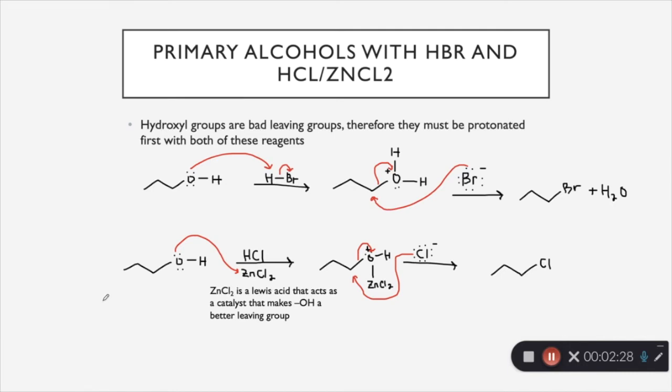So for HCl, we have zinc chloride, and zinc chloride is a Lewis acid, and it is going to act in the same way as if we were to protonate that oxygen. It's just a catalyst that makes the hydroxyl a better leaving group. The first step is that this oxygen is going to reach out and grab that zinc chloride, adding it to itself. And so now we have an oxygen with a hydrogen and the zinc chloride and a positive charge. And that makes it a better leaving group. And so then the chloride is going to come attack the electrophile, kicking out the leaving group, and then you're just left with a chlorine on that carbon.